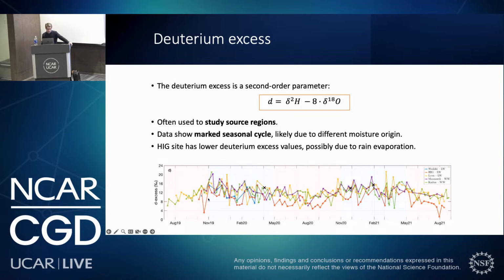And the site on campus, the one here in red, is also systematically lower than the deuterium excess of all the other sites. And these lower values we interpret as being due to essentially rain evaporation that occurs mostly on the leeward side of the island. And as for the seasonal cycle, this to some degree we attribute to the different source region.